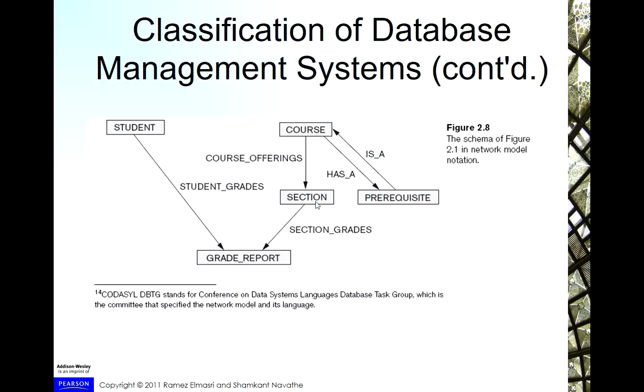This is the schema in network model notation, which describes the database in terms of entities with some relationships between them, like in the middle, course offering or student grades or section grades, or has a or is a. These are called relationship names. So this is a typical example of a schema that has more components than the previous one.